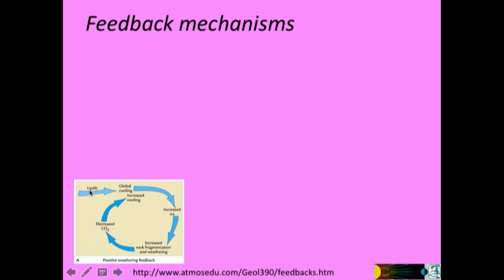For example, you can have a positive feedback that drives a system colder. You can have a change in the Earth, for example, more Earth being exposed. It causes a little bit of cooling, maybe some ice starts forming, and that starts breaking up the rock, and that absorbs CO2 and makes it even colder. There's a positive cooling feedback.